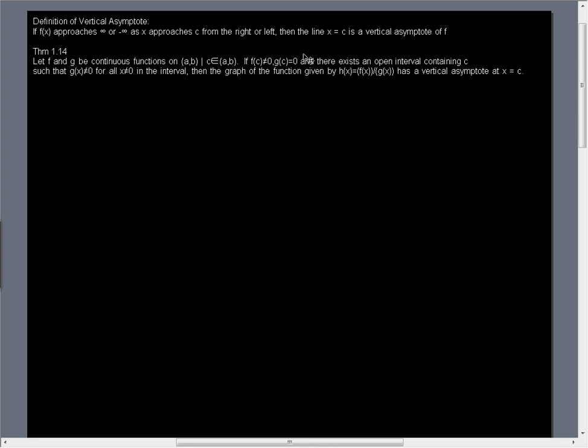Theorem 1.14 says, let f and g be continuous functions on some open interval (a, b) such that c is in (a, b). If f of c is not 0, but g of c is 0, and there exists an open interval containing c such that g of x does not equal 0 at any point in the interval other than c, then the graph of the function given by f over g has a vertical asymptote at x equals c.